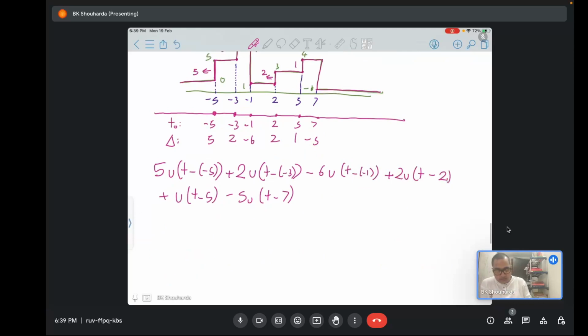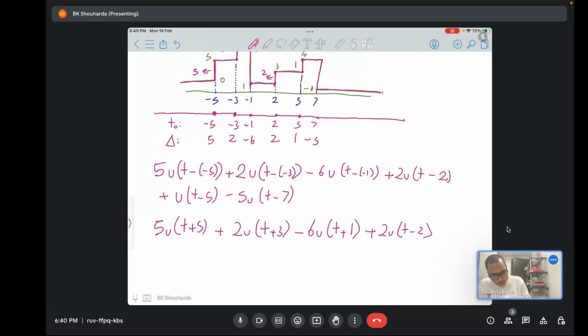So the overall signal turns out to be 5 u t plus 5, plus 2 u t plus 3, minus 6 u t plus 1, plus 2 u t minus 2, plus u t minus 5, minus 5 u t minus 7. All right, so we have represented the signal using summation of unit steps. Only by using unit steps we have represented this entire signal.